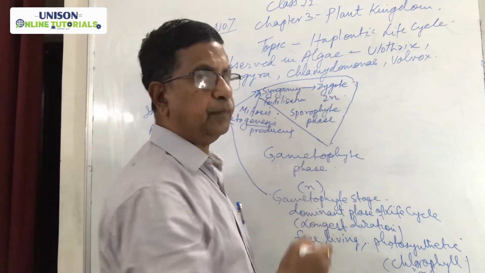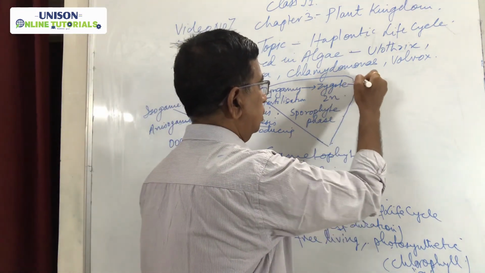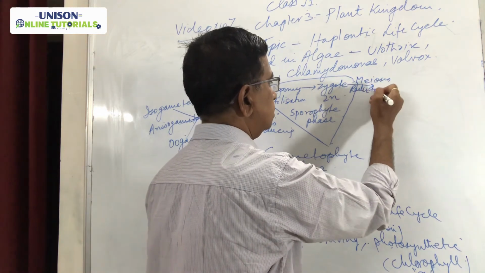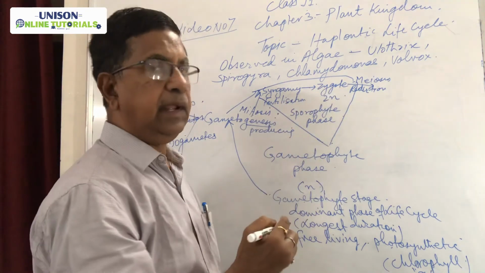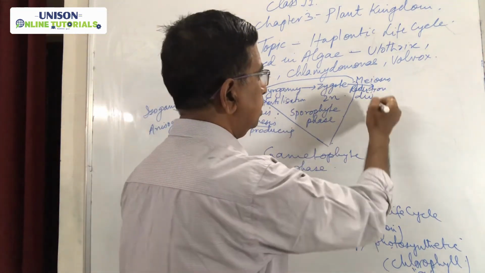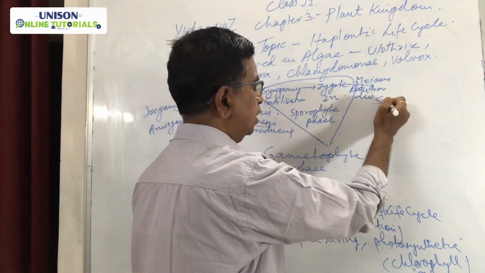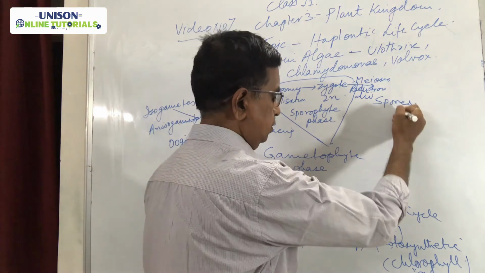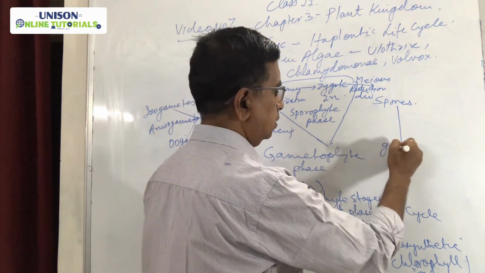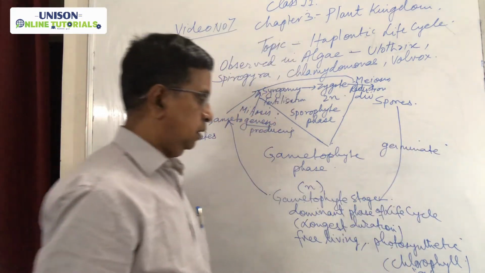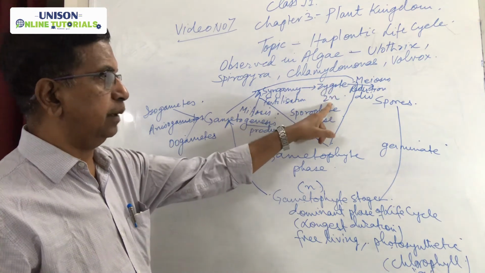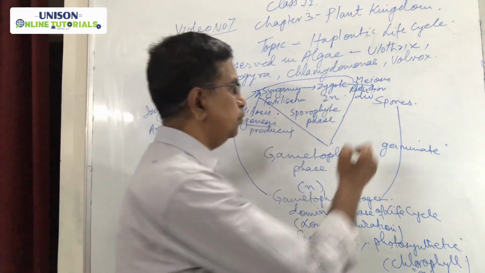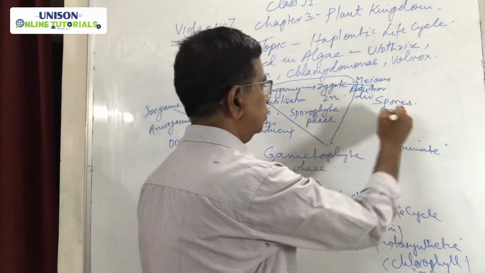Now this zygote will undergo meiosis. Meiosis is a reduction division. Reduction division means the number of chromosomes are reduced from 2n to n. That's why, due to meiosis in the zygote, spores are formed. And these spores germinate and form the gametophyte stage. Because a zygote is 2n, and in the zygote meiosis is taking place, which is a reduction division, from 2n the spore becomes n.